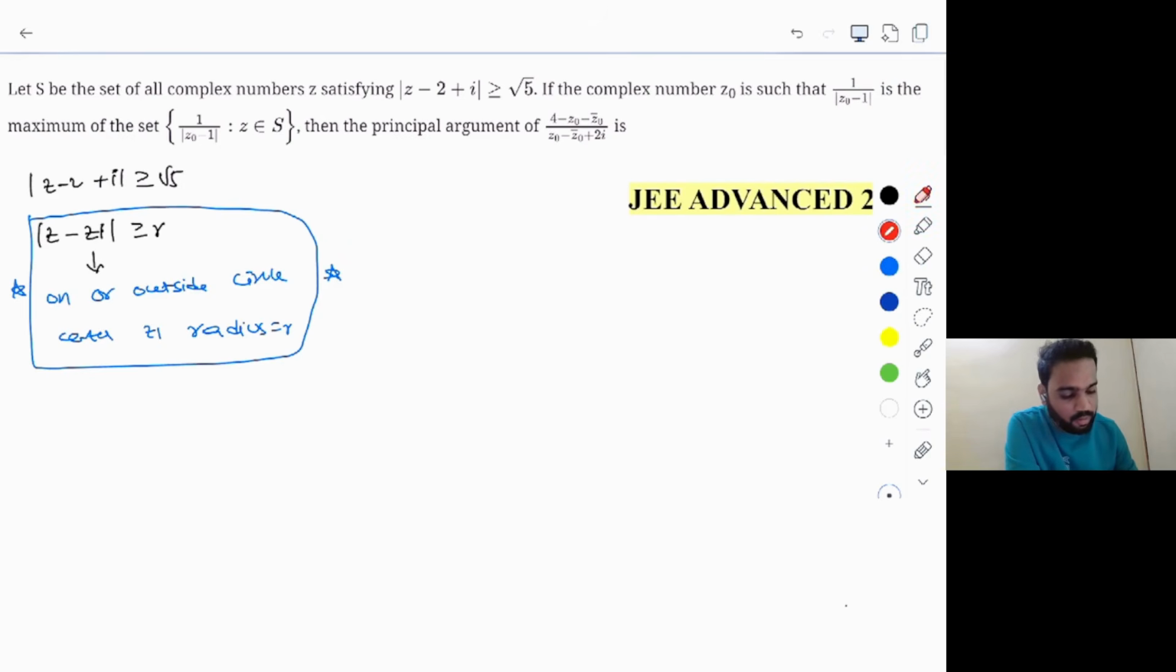Okay, so by using that logic, if I try to rewrite this given inequality as modulus of z minus, if I take minus common, I'll get 2 minus i, which is greater than or equals to square root 5. So we have the center z1 equals 2 minus i, which is also the same as the coordinates 2 comma minus 1 when we put that complex number in the complex plane. And then we get r equals square root of 5.